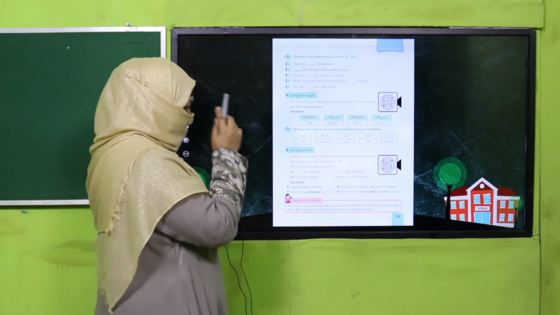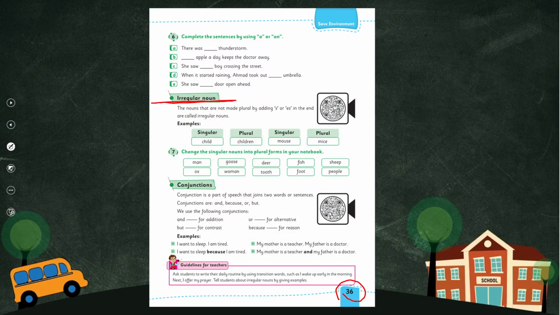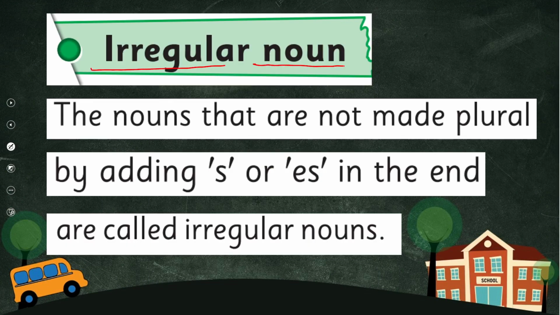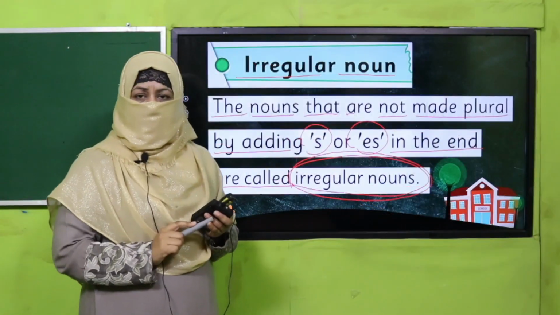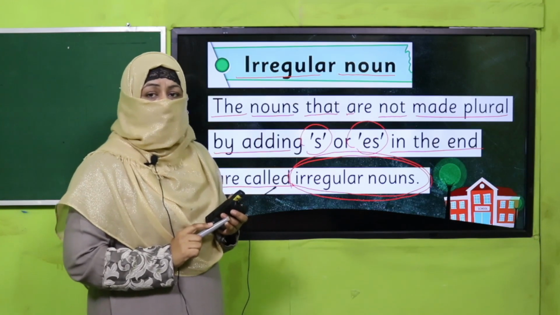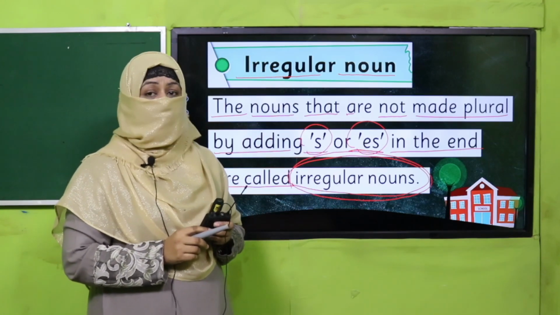Okay, so all of you open your book on page number 36. Today we are going to learn a new thing, that is irregular noun. What is irregular noun? The nouns that are not made plural by adding s or es in the end. These type of nouns are called irregular noun. So what is an irregular noun? A noun for which we want to make a plural noun, but we cannot add s or es. That is irregular noun.